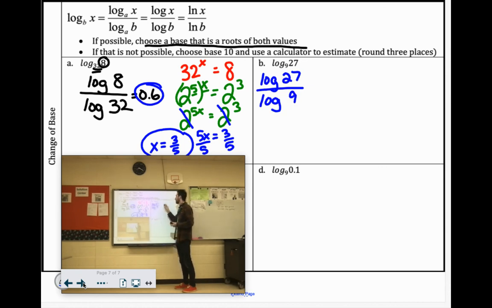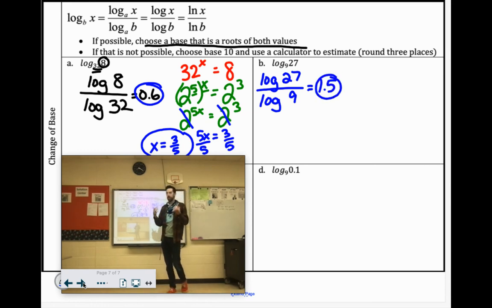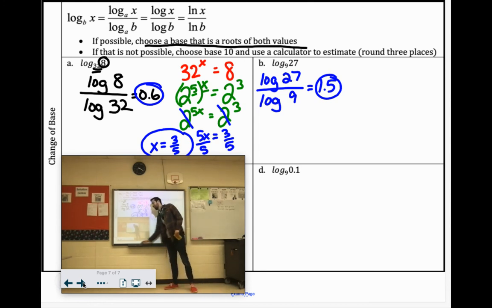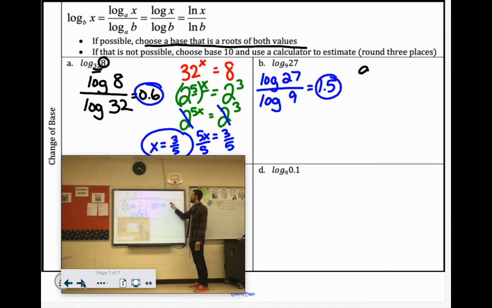Your calculator will handle this. You can just toss it in your calculator. It's log 27 divided by log 9, and you get 1.5. And that's great. We're going to get 1.5 a different way. Because both of these can be written as 3 with an exponent. So our equation would say 9 to the x equals 27.